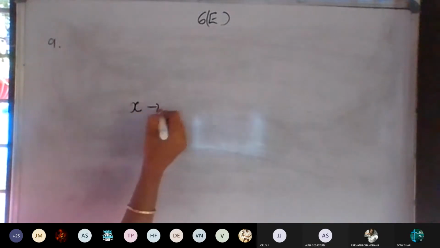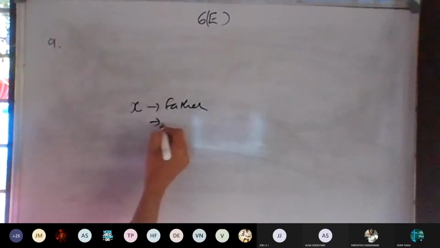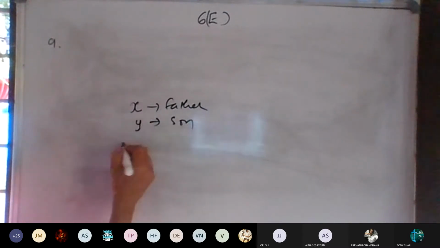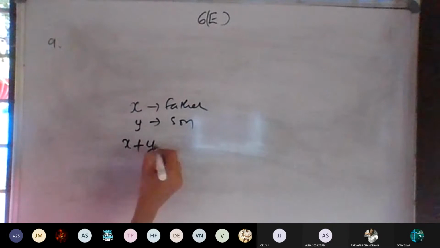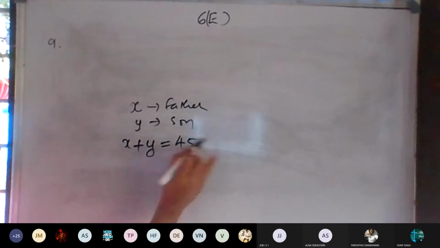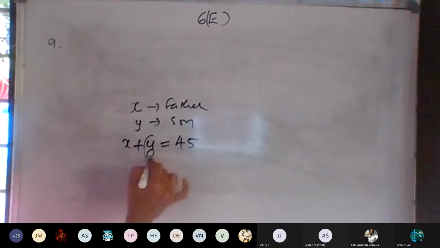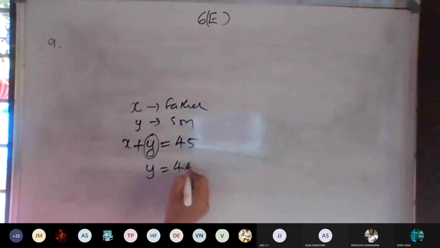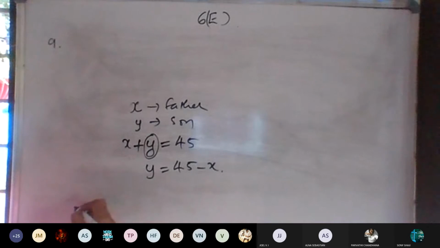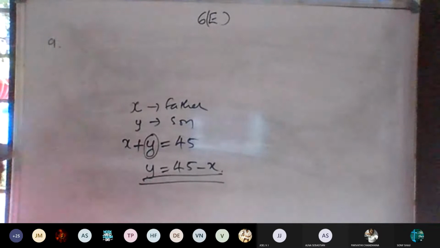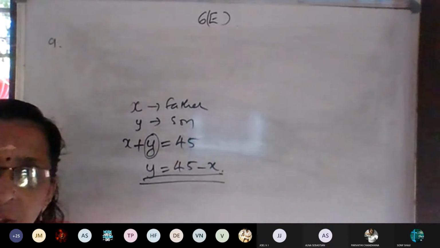Let it be x. Age of son, we don't know. Let it be y. Given father's age and his son's age, the sum is given as 45. So what will be y in terms of x? 45 minus x. Understood? Read the sentence. The sum of ages of a father and his son is 45 years.